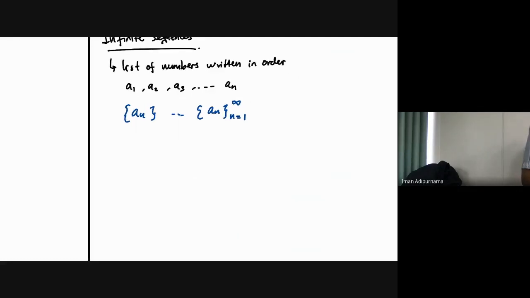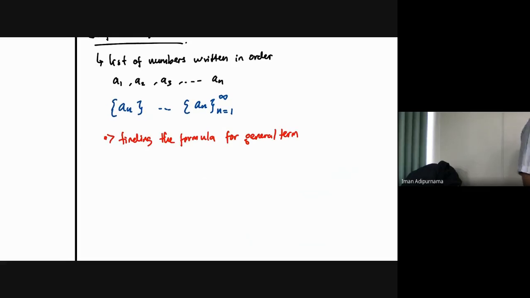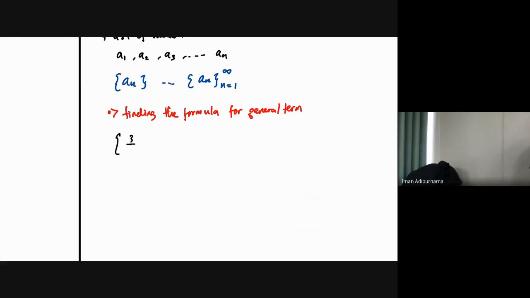And because we can arrange the numbers by our own rules, right? If we can have rules for each number, we can write many sequences. Okay, so the first idea in sequences is finding the formula, the formula for the general term. The example case is we have 3/5.